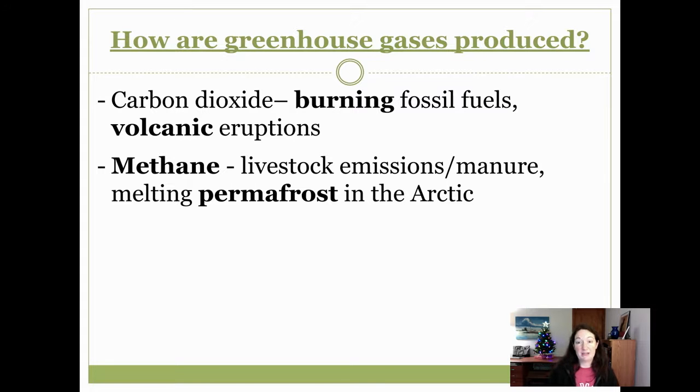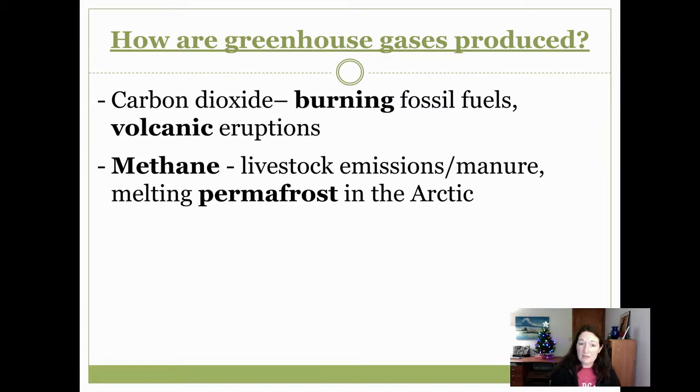It comes from livestock emissions, cow farts and cow burps. And we also put out methane as well in those same ways. Manure or livestock waste will all contribute to methane emissions.